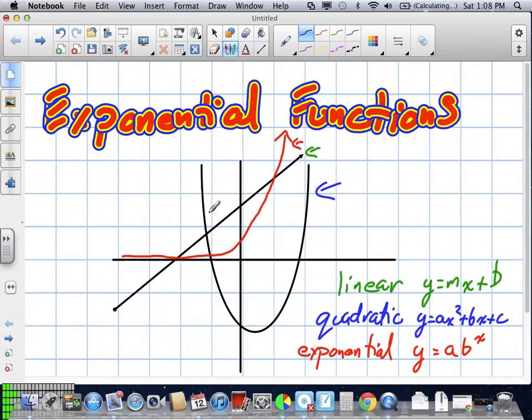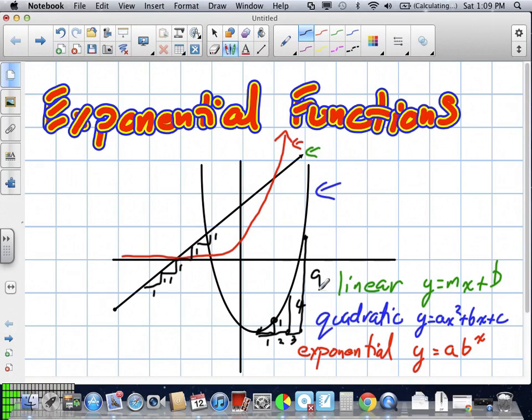Linear, for instance, will go up by the same amount every time. Say we go over 1 and up 1, it continues that pattern the whole way, right? Quadratic, we're used to going over 1 and then squaring it. Over 1, up 1. Go over 2, you'd go up 4. If we went over 3, we would go up 9, okay?